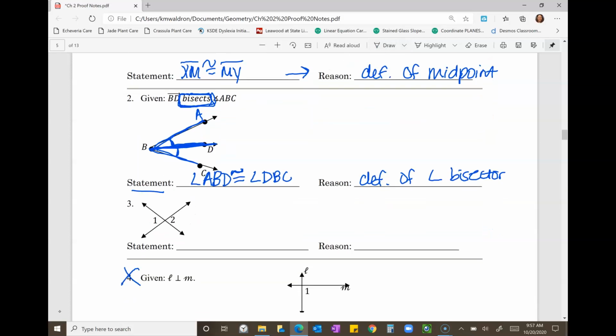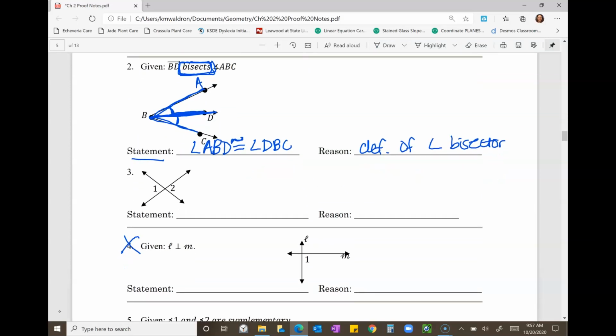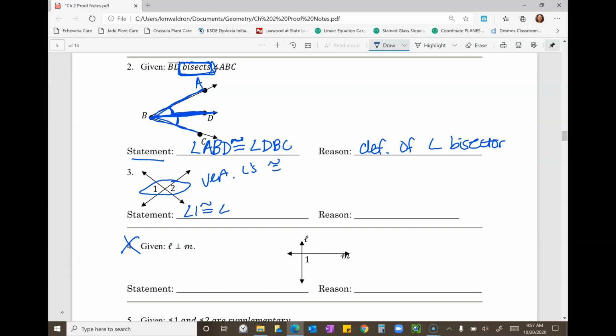Okay, and moving on to number 3. I want you to figure out what type of angles we have on 3 and then what we can say about those types of angles. Okay, did you figure it out? 1 and 2 are vertical angles. This means they are congruent to each other. So since vertical angles are congruent to each other, we can say that 1 and 2 are congruent. And the reason we can say this is because we knew the definition of vertical angles.